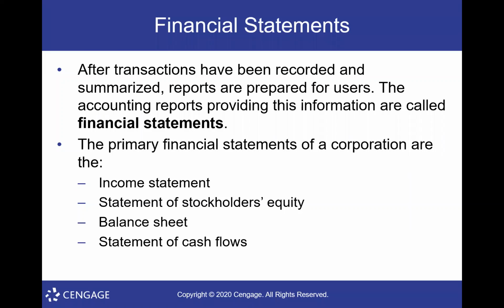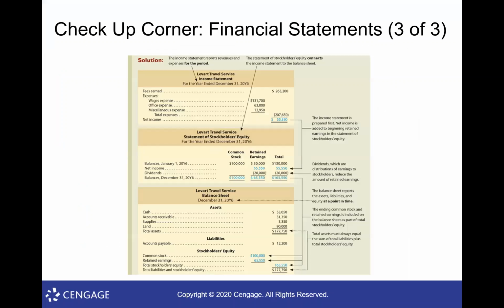And there are 4 primary financial statements that we'll learn about in this course. The first is called the income statement. The income statement is a summary of a business's revenue and expenses. Revenue for this business was called fees earned. Then all of the expenses are listed, and at the bottom they have something called net income.